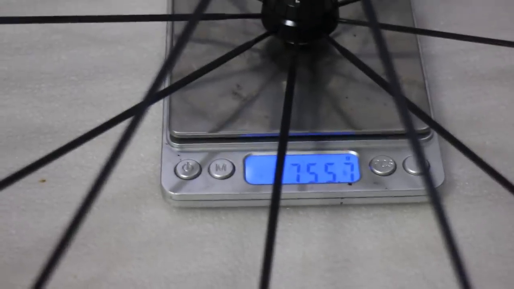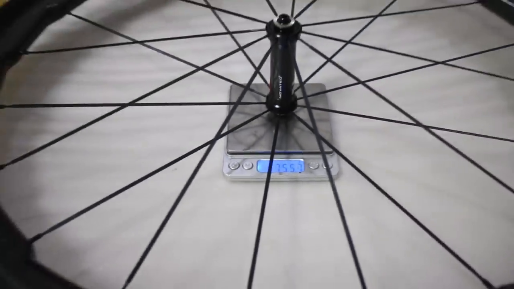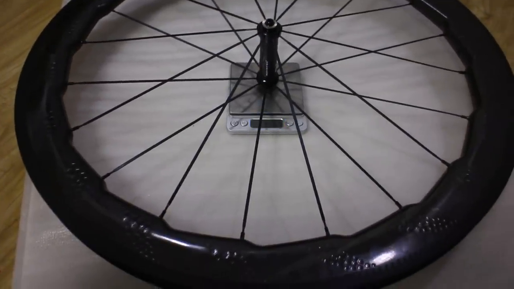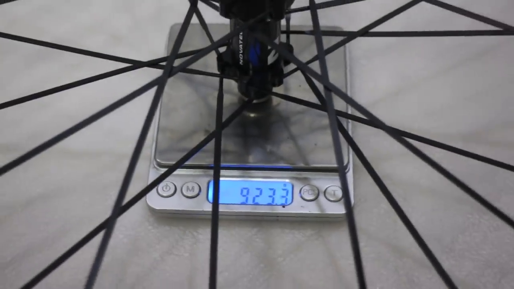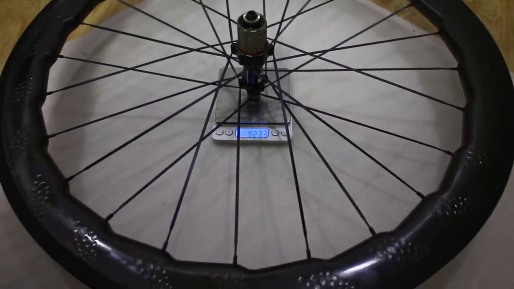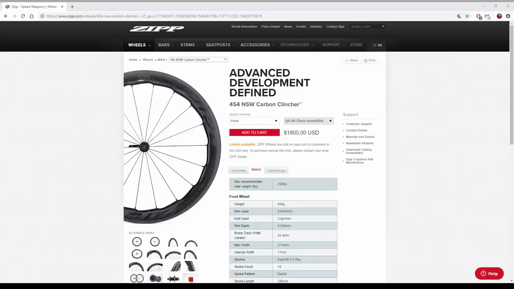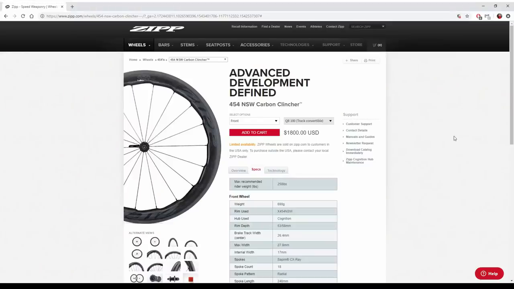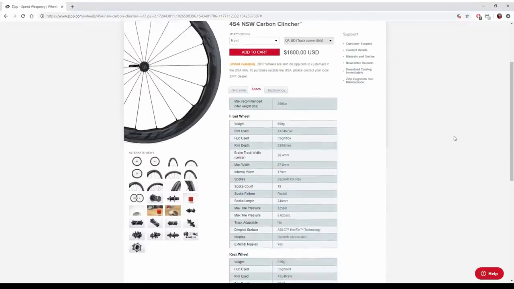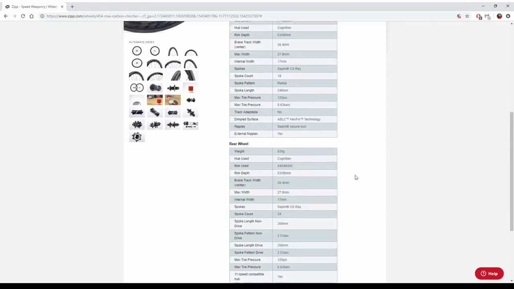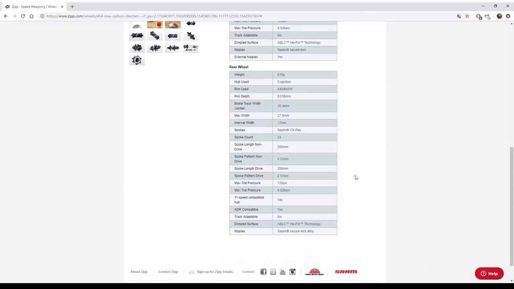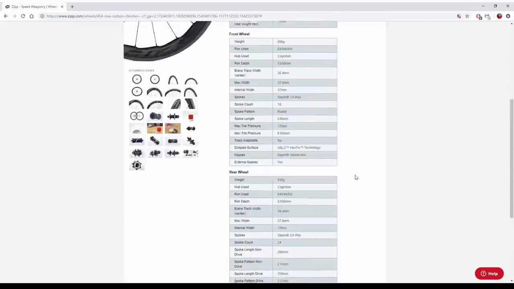The final weight for the wheel set was 756 grams for the front and 923 grams for the rear. So, 1,679 grams all in, including the rim tape. For comparison's sake, a genuine set of Zipp 454 clinchers will reportedly weigh in at 1,525 grams, a not insignificant 150 grams lighter than mine. Although, around half of that weight difference is down to Zipp's narrower spokes.